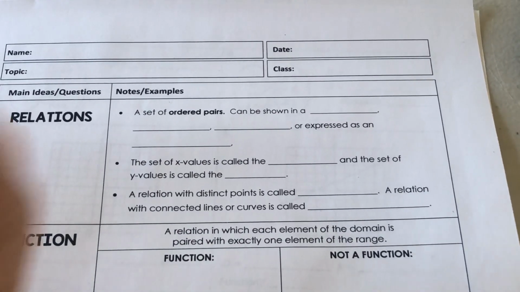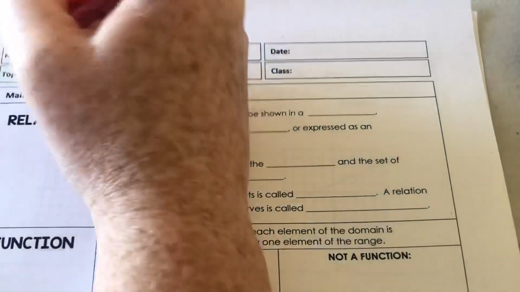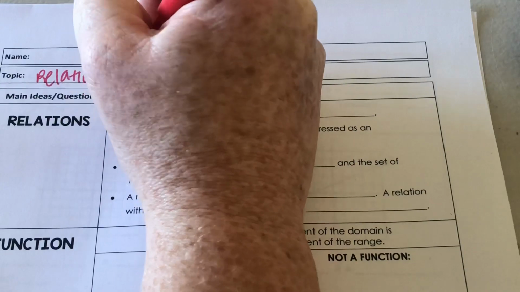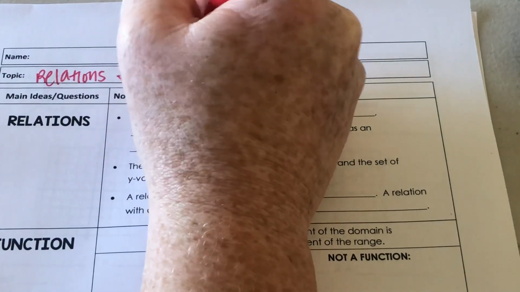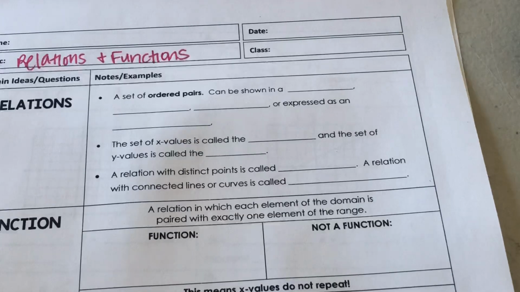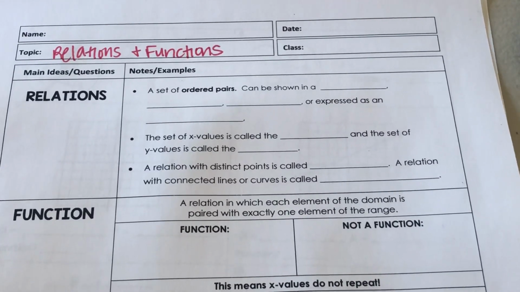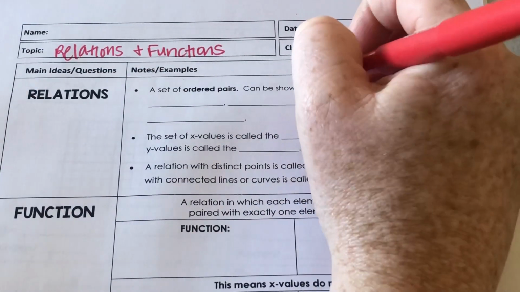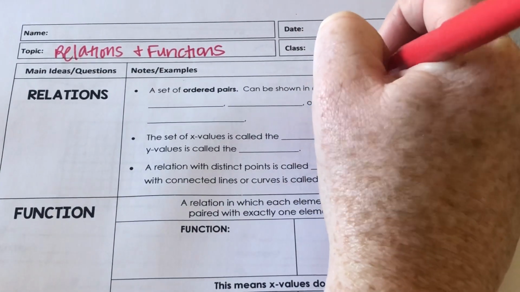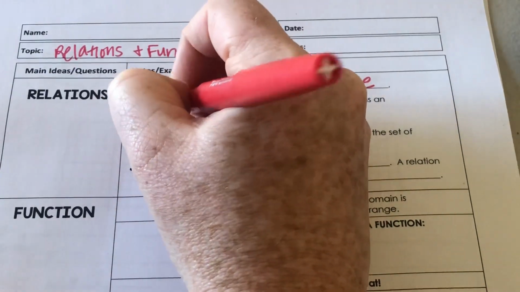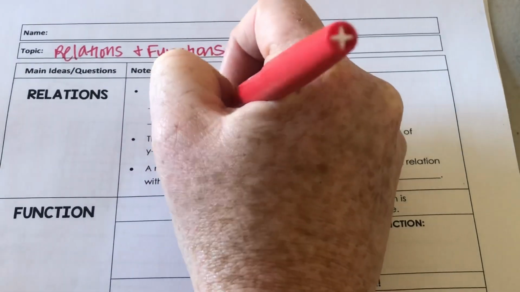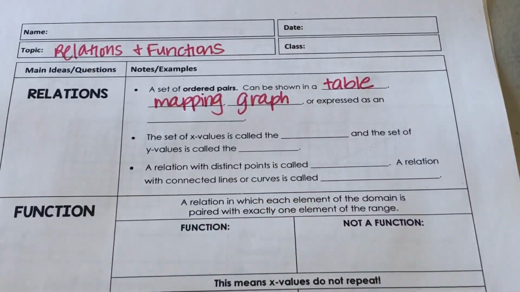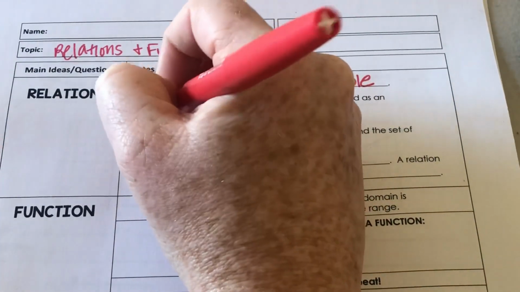Okay, this is our first lesson of Unit 2. Our topic is relations and functions. Okay, so relations are a set of ordered pairs. It can be shown in a lot of different ways, but you'll probably see it as a table, mapping, a graph, or expressed as an equation.